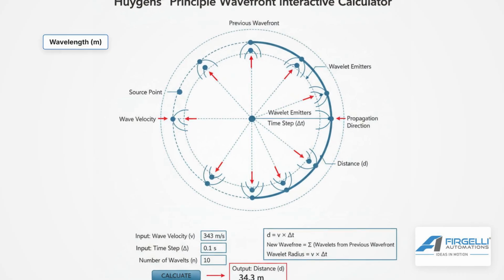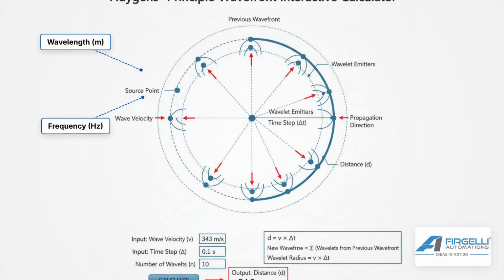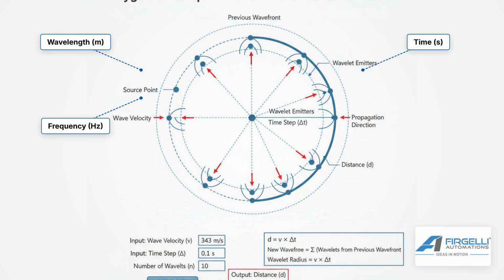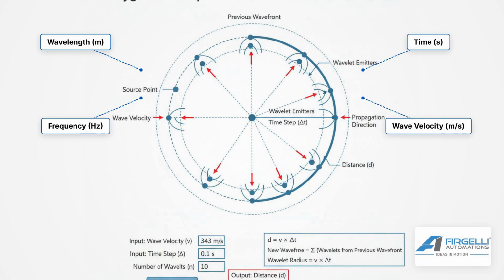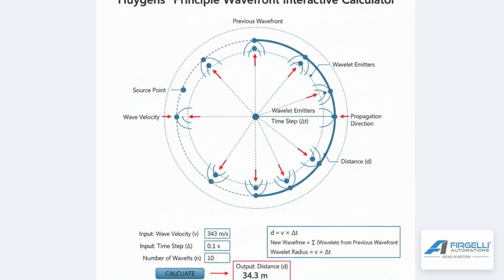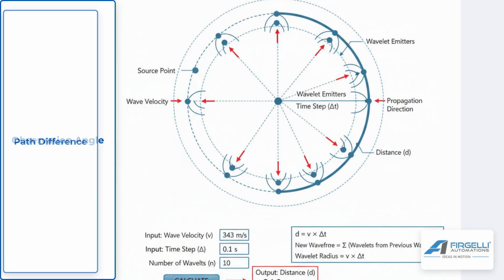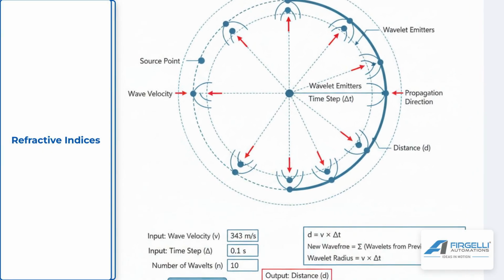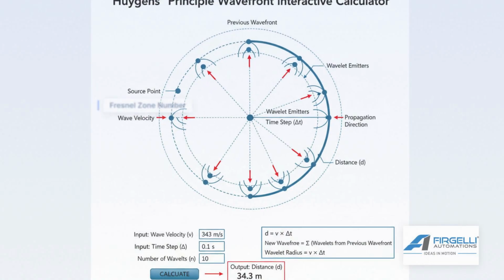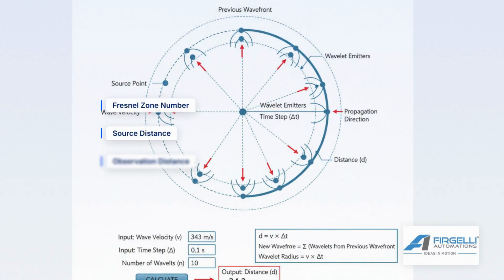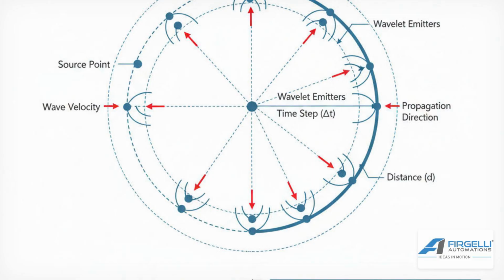The input fields include wavelength in meters, frequency in hertz, time in seconds, wave velocity in meters per second, distance from source in meters, aperture width in meters, observation angle in degrees, path difference in meters, refractive index 1 and 2, incident angle in degrees, Fresnel zone number, and source distance and observation distance both in meters. Let me demonstrate with test values of 10 for all inputs.